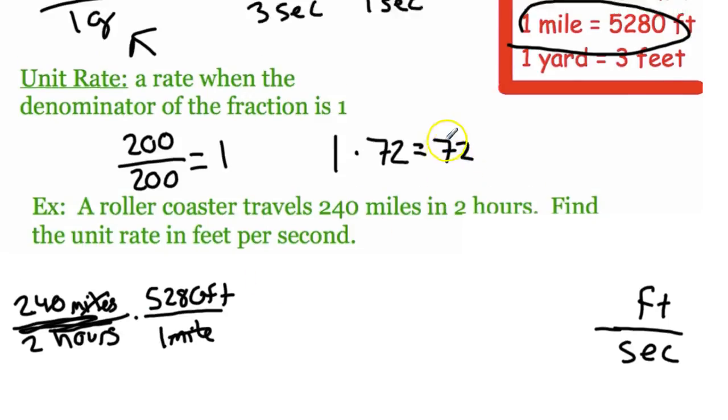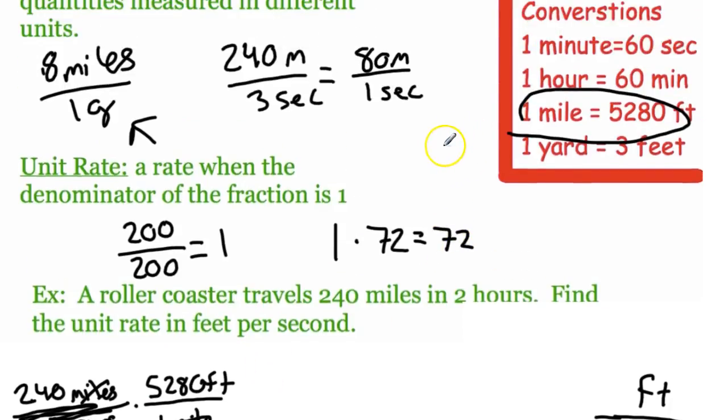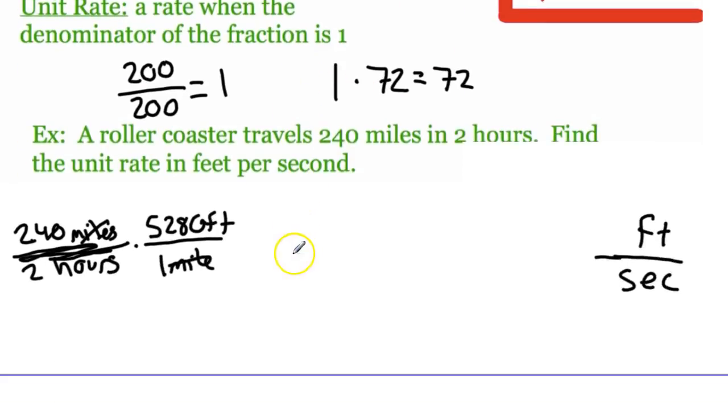So if I go back up to my conversion chart, I want to get rid of hours. I see 1 hour equals 60 minutes. So 1 hour is 60 minutes. If hours is on the bottom, I want to put it on the top. 1 hour over 60 minutes. Now, hour, gone. This hour, gone.